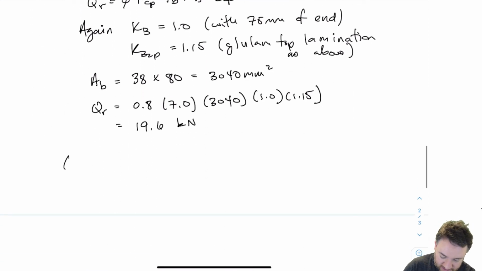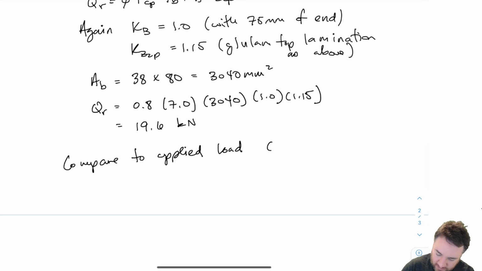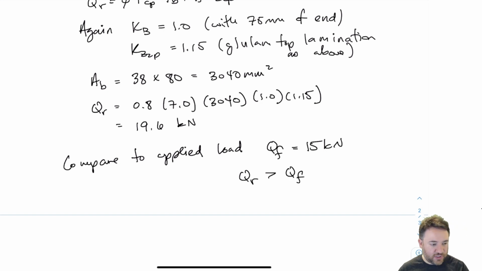And I'm going to compare that to the applied load, which for that member is QF equals 15 kilonewtons. That's how much load that joist is applying to the top surface of the beam. So still, it's a bit smaller resistance, but QR is still greater than QF, so we do not have a problem. So that's okay.